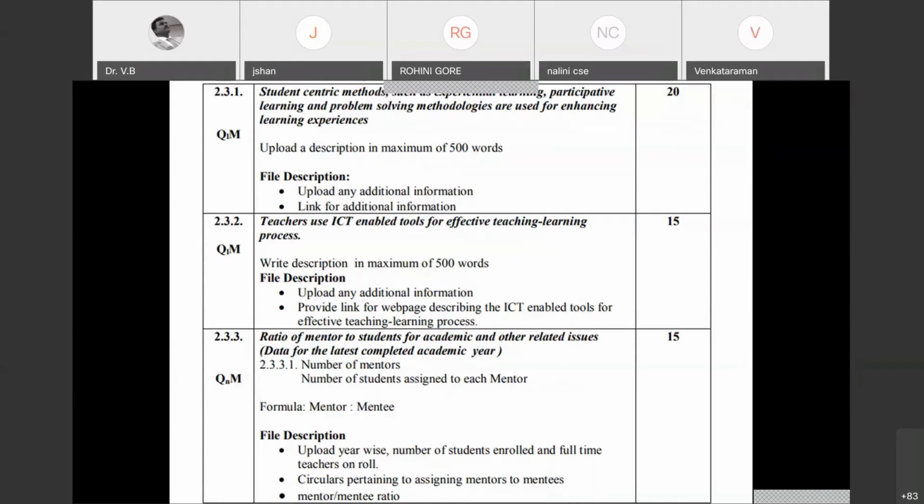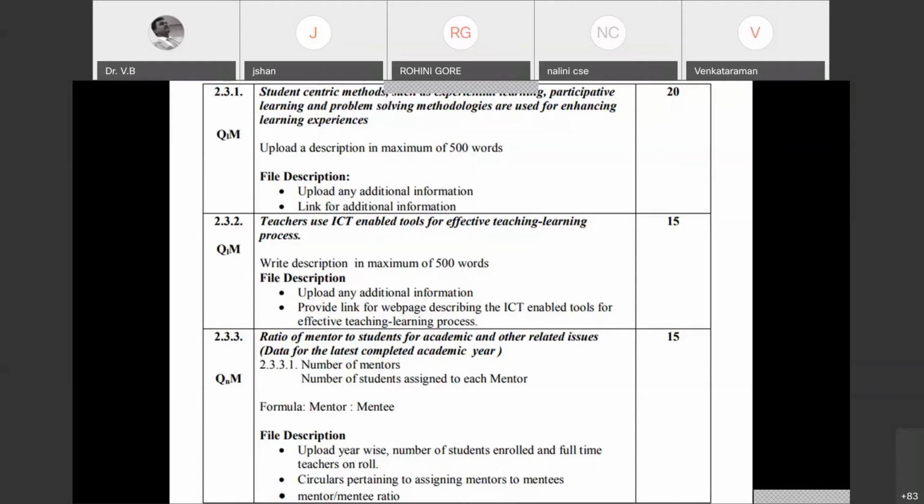And coming to 2.3.3, ratio of mentor to students for the academic and other related issues, and formalized mentor to mentee. So for each mentor, for each staff, how many students have been allotted? Remember, it is quantitative, meaning data numbers have to be specified. You have to upload year-wise number of students enrolled and full-time teachers. Remember, this has to tally with the teachers list which you have provided earlier.